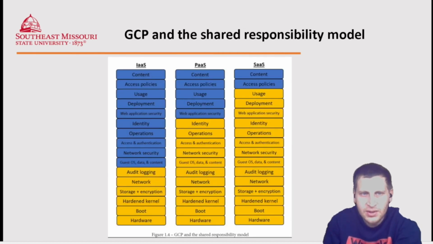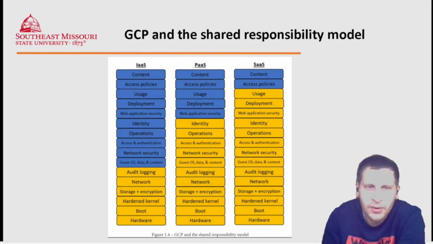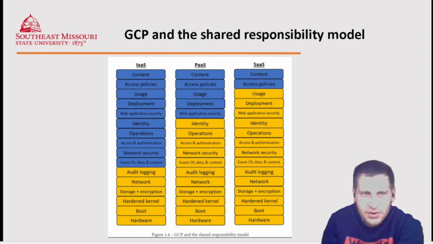In the middle layers, the responsibility changes between Azure and the customers according to the various service types. Looking at the shared responsibility model from the Google Cloud Platform's point of view, we can see that Google would like to emphasize that it builds its own hardware, which enables the company to control the hardware, boot, and kernel of the platform, including the storage layer encryption, network equipment, and logging of everything that Google is responsible for.